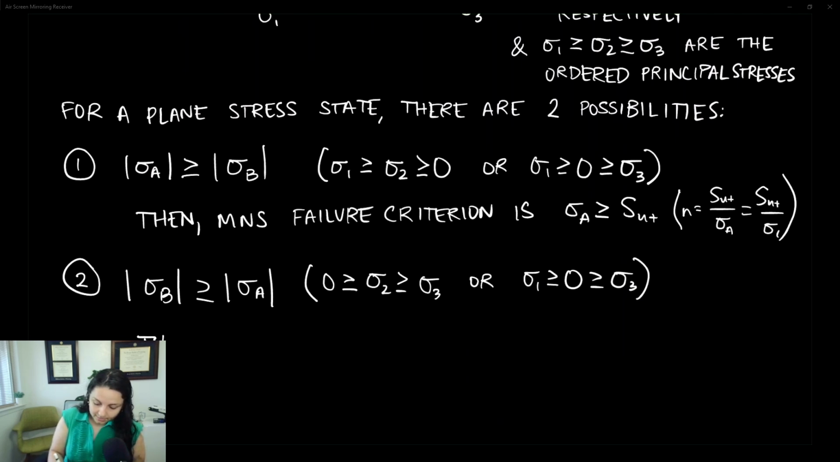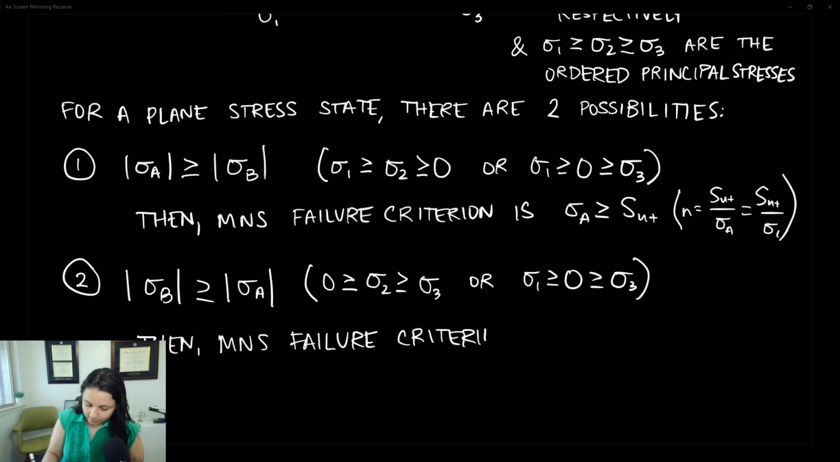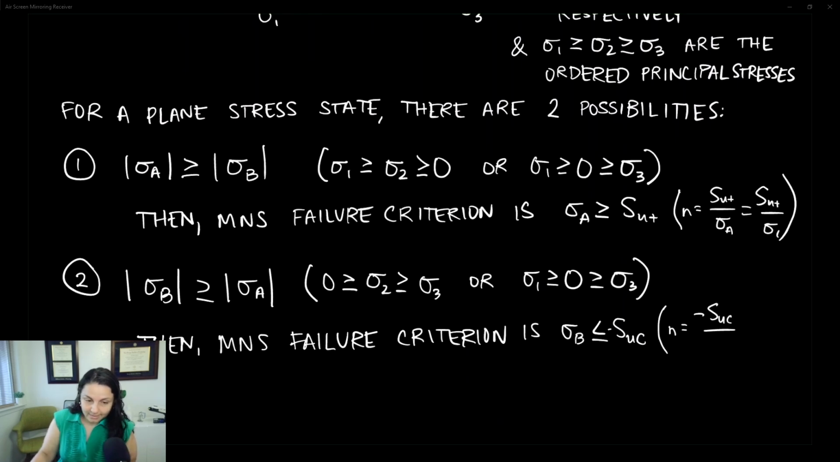And then we know that we need to use the second form of the failure criterion. We need to use the ultimate compressive strength. And that means that if our sigma B is ever less than the negative of our ultimate compressive strength, that negative is just there to take care of the sign because B is a compressive stress, so it's going to be negative. But if the magnitude of sigma B is ever bigger than the magnitude of our compressive strength, then we predict failure.